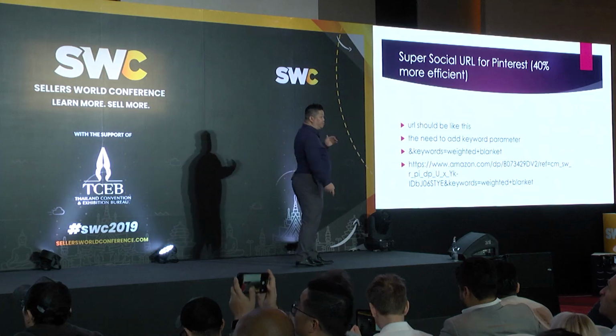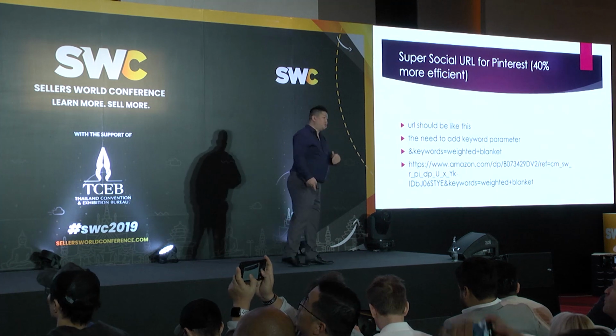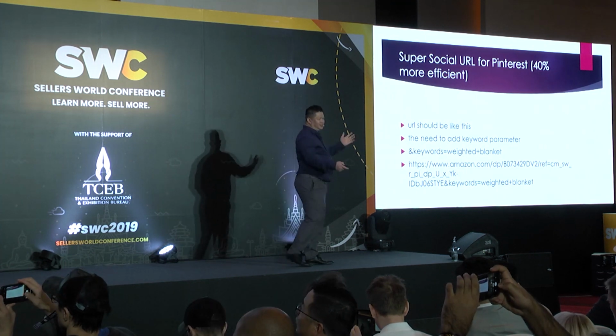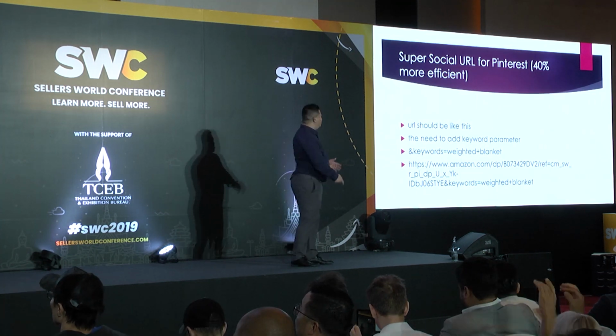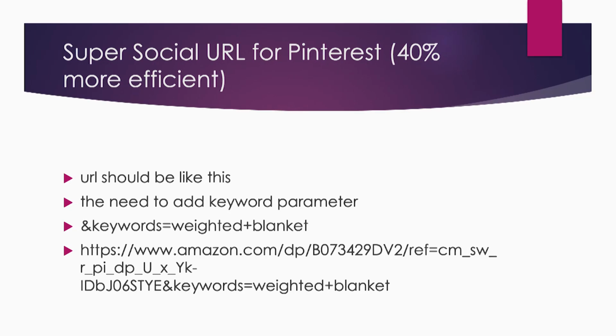I call it actually super social URL. Some of these terms I just make up out of nowhere. Super social URL for Pinterest. It's actually 40% more effective than those super URLs you normally hear about, because Amazon thinks of it as real authority. So the URL should be like this.